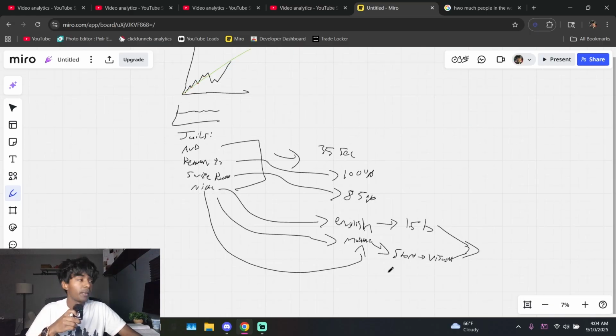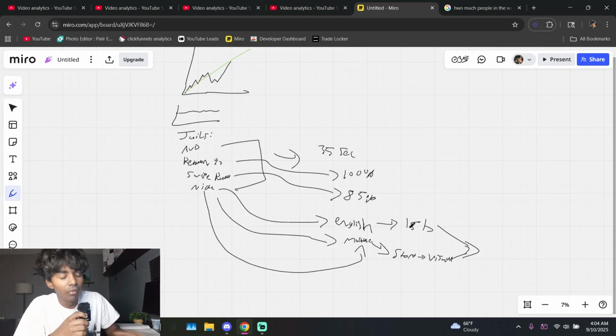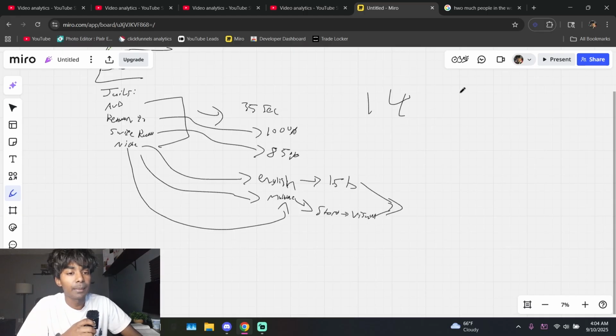Anyways, so make sure you're picking your niche correctly. Make sure it's multi-language. Make sure your retention is around 100%. Make sure your swipe through ratio is 85%, and make sure your average view duration is 35 seconds. If you can hit all of these stats consistently over the course of like 14 days, I promise you're going to be able to break out of any view jail you're in.